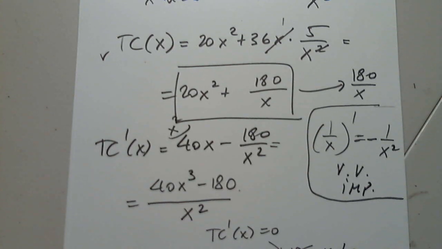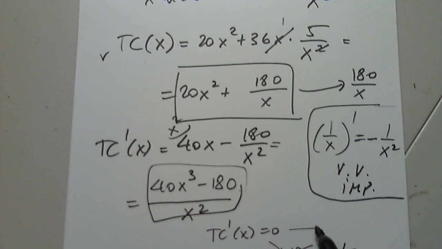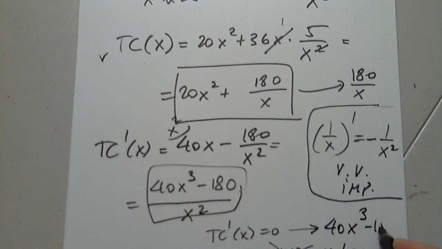When is a fraction 0? So I can write it here. When the denominator, or sorry, yes, when the numerator is 0. So we have 40x cubed minus 180 equals 0. That's where we are.